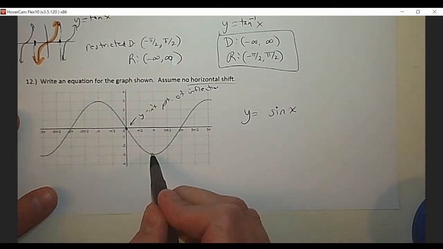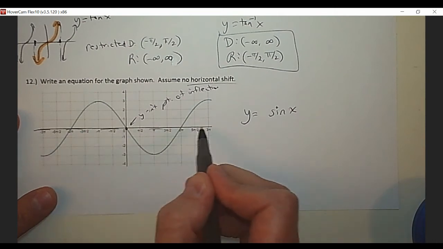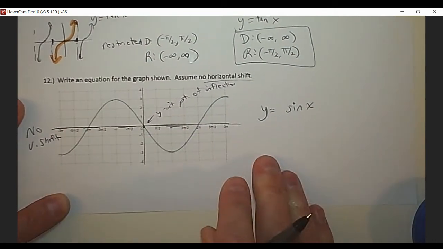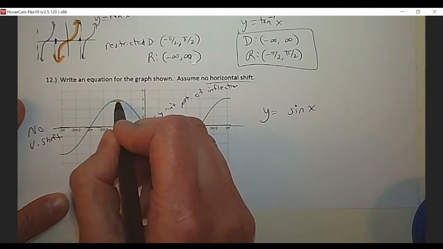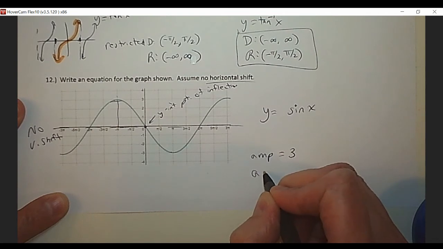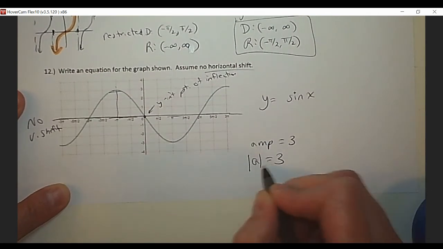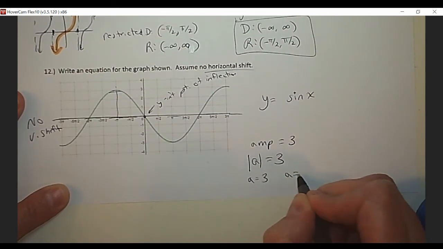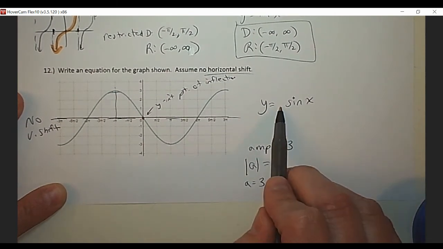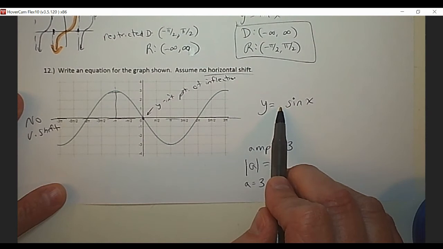Since my maxes are at 3 and my mins are at -3, my midline is 0. That means there's no vertical shift. The next thing I like to do is find the amplitude. The amplitude here is 3. If the amplitude is 3, since that's the absolute value of A, that means that mathematically A could be 3 or -3. To pick whether we want to put 3 or -3 out here, we check for a reflection.